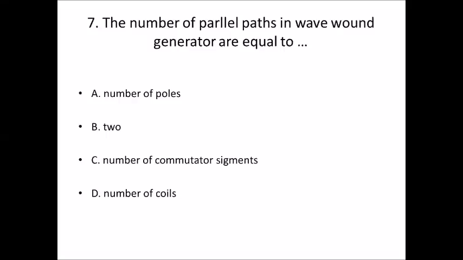Seventh bit. The number of parallel paths in a wave-wound generator are equal to dash. Option A, number of poles. Option B, 2. Option C, number of commutator segments. Option D, number of coils. Answer guess cheyandi. Answer వచ్చేసి option B, 2.